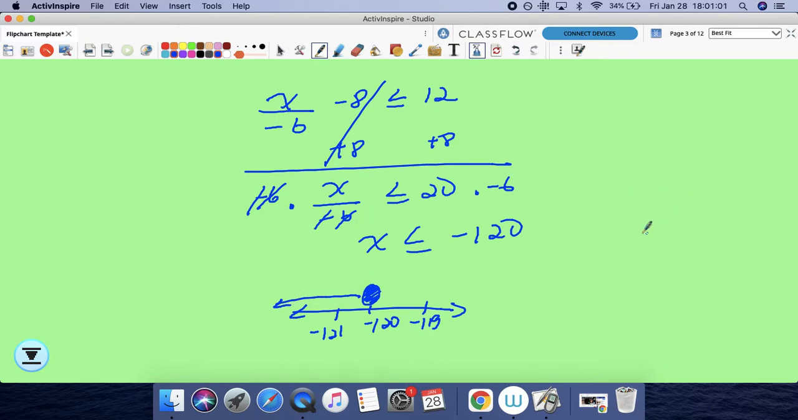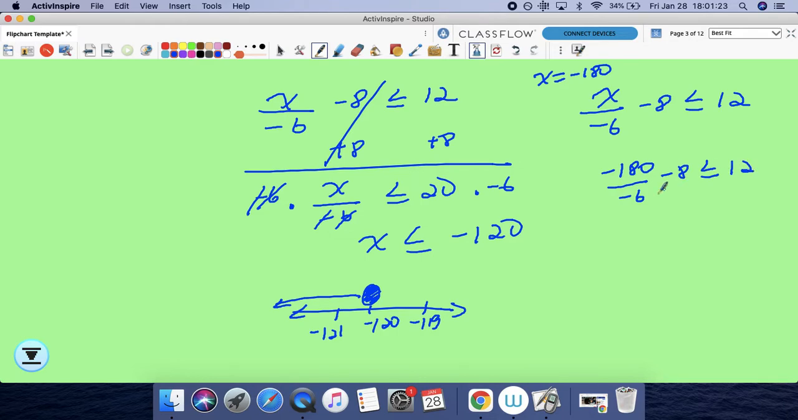What number should we pick? I want to pick definitely a number divisible by 6. So here's my check. Let me pick a value for x. Let's pick 180, so let's make x negative 180, because negative 180 is over here. It's part of the solution. So if I substitute, I get negative 180 over negative 6 minus 8, less or equal to 12. Negative divided by negative. Hang on a second. Oops. I forgot to switch the sign.